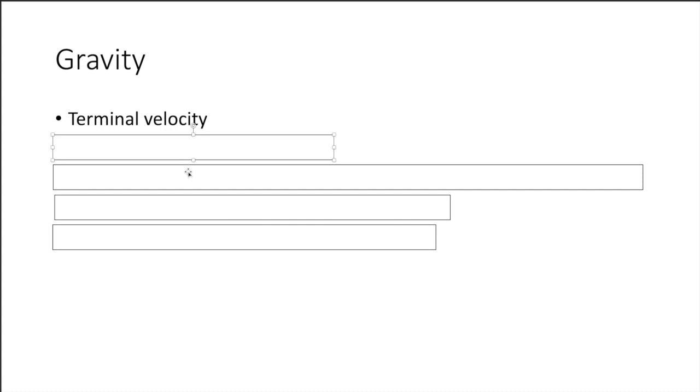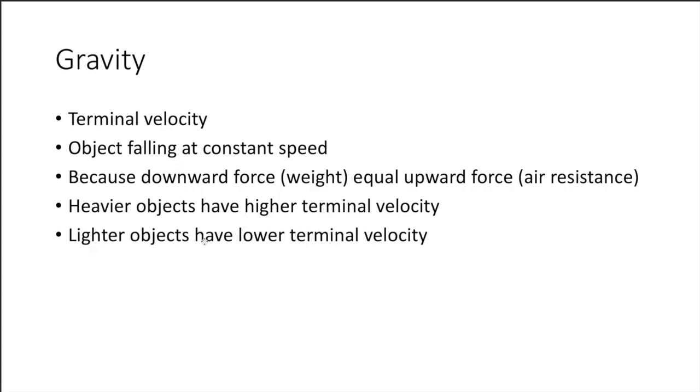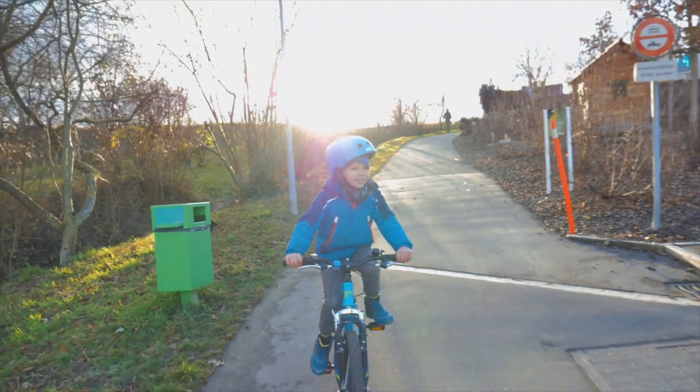The heavier the object is, the higher the terminal velocity will be, because as the object falls through the air and accelerates due to gravity, it gets faster and faster. The air resistance that it experiences increases. You can imagine that like you are riding a bicycle. If you ride it very fast, you can feel the wind. If you ride it slow, you feel less wind. So it's the same, just that it's vertical.